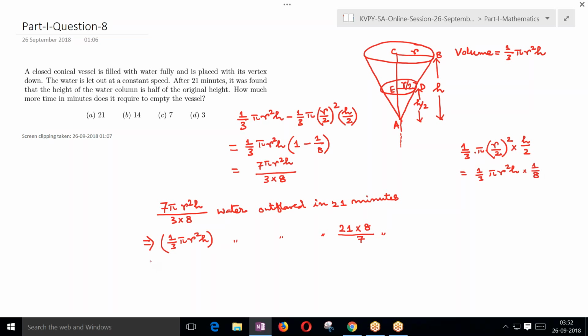That implies pi r square h divided by 3 into 8 of water will outflow in 21 into 8 by 7 into 8 minutes. So 8 gets cancelled, 7 and 21 cancel to 3. So this is equal to 3 minutes. And we get the correct option as D.